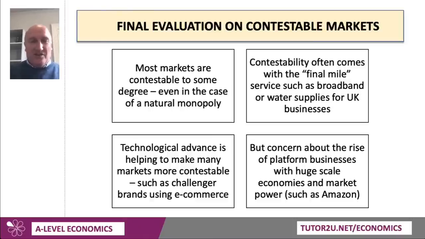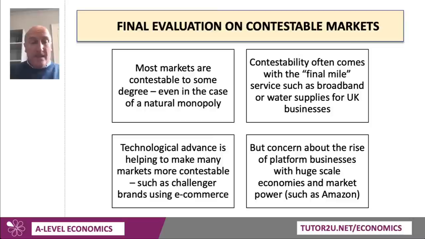You know, you don't want two sets of water pipes into your house. You don't want three sets of rail lines into every platform, etc. So networks tend to be natural monopolies. But often it's final mile competition, the way you can get the contestability. So the next point, top right, goes with this. Contestability often comes with final mile services.